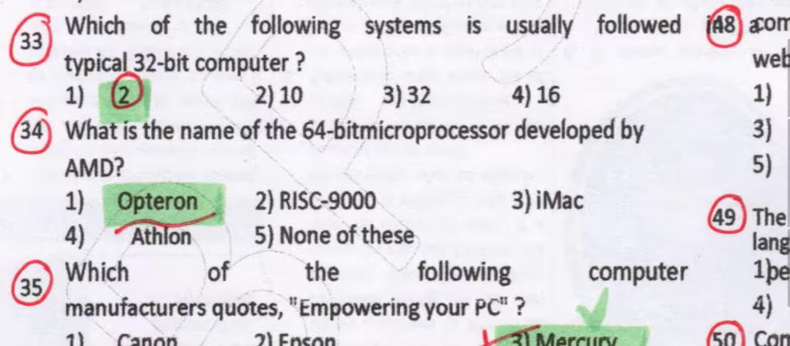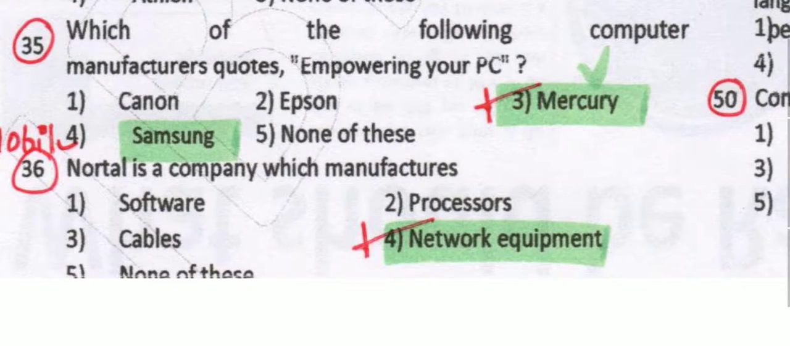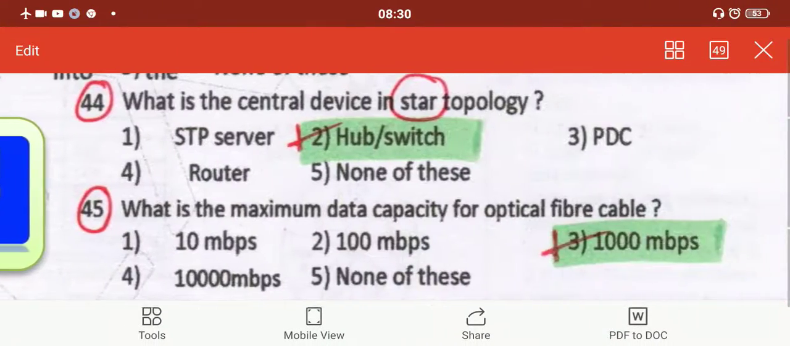What is the name of the 64-bit microprocessor developed by AMD? That is Opteron, which was produced by AMD. Which of the following computer manufacturers has the quote "Empowering your PC"? That is the quotation given by Mercury. LG: Life's Good. Nortel is a company which manufactures network equipment.